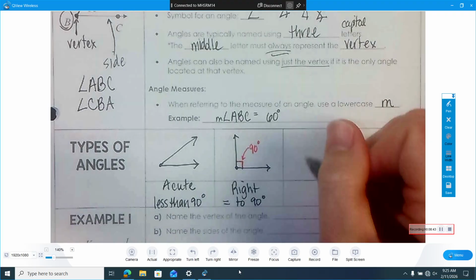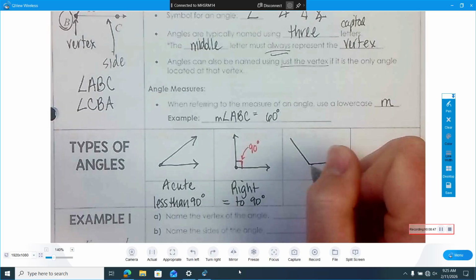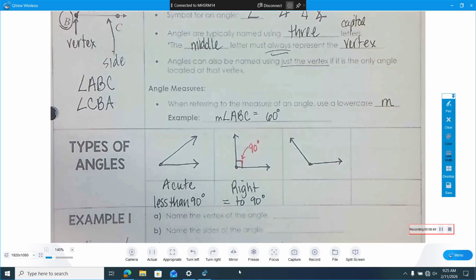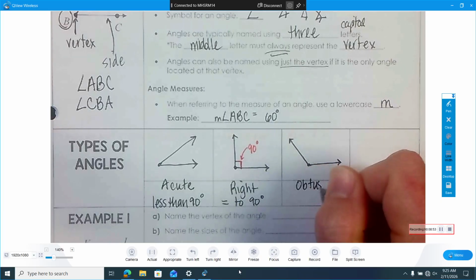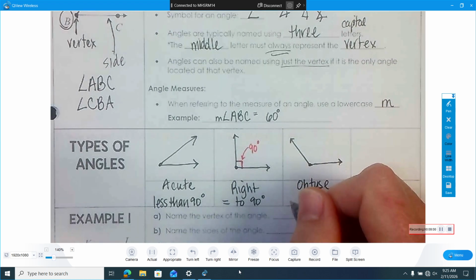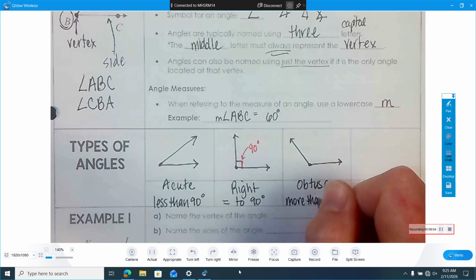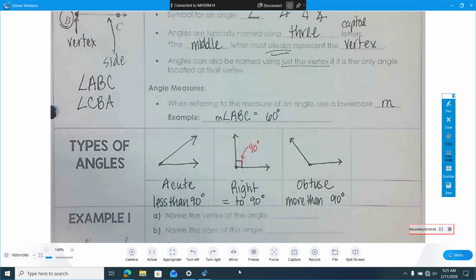Obtuse is another one. Very good. Yeah, we have an obtuse, where it's a little fatty. This is the obtuse angle, O-B-T-U-S-E. And an obtuse angle means what? Greater than 90 degrees. Yeah. I'm going to say more than, because it's shorter. More than 90 degrees. An obtuse angle, just a little fatty angle.